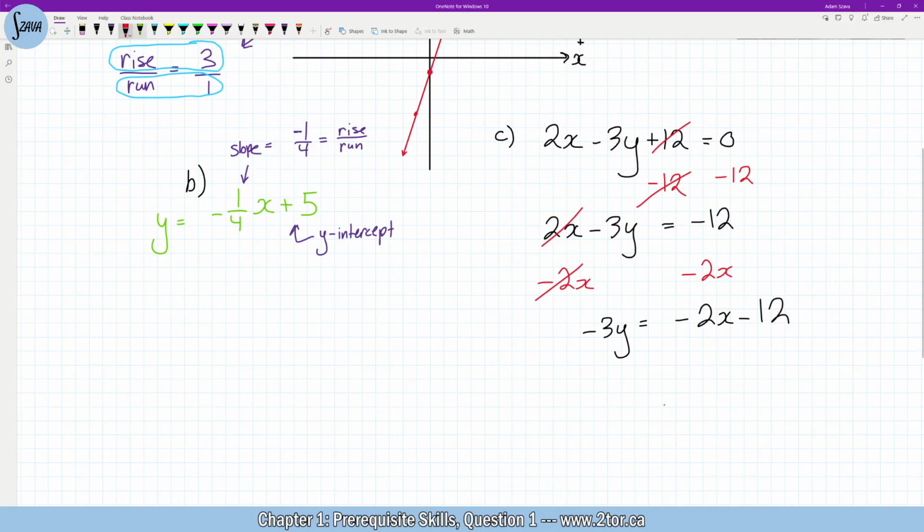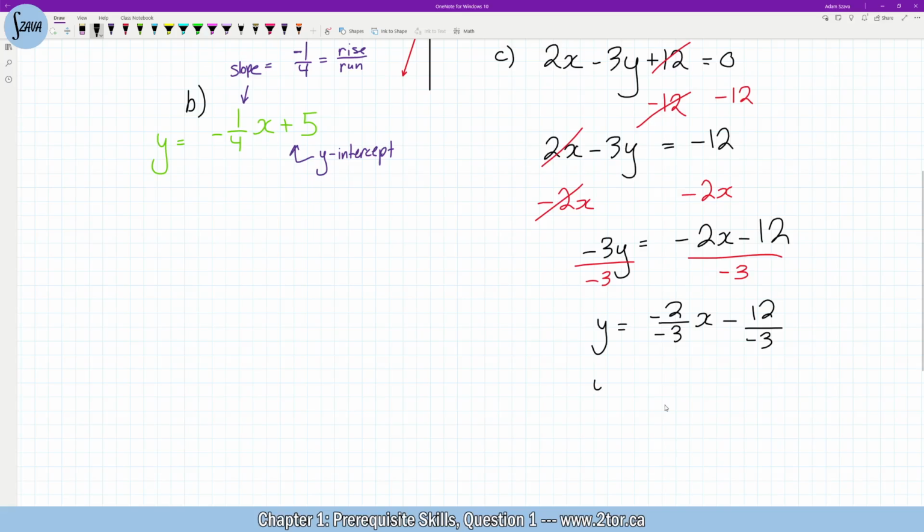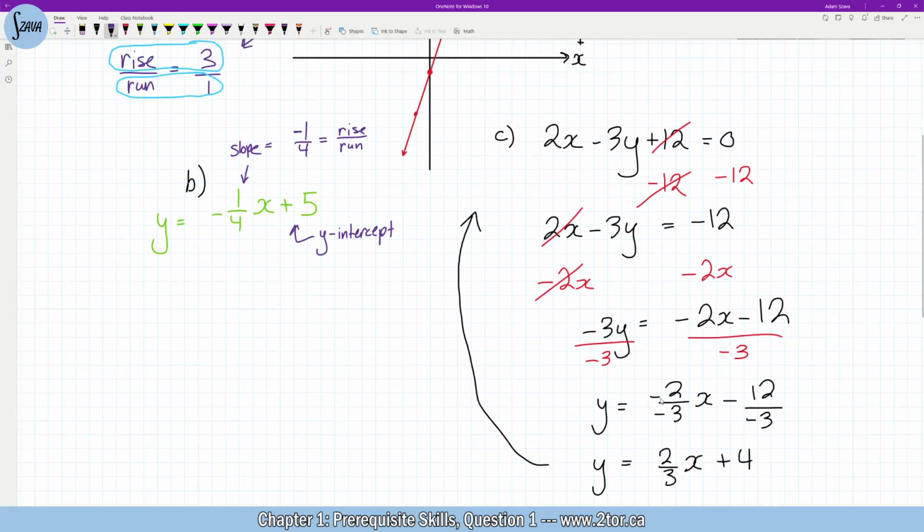Okay, and then I'm going to divide both sides by -3. And so I'm going to get y equals -2 over -3x. So you can distribute this denominator into both things here, minus 12 over -3. And you got to simplify at this point, right? So negative over a negative is a positive number, so that's 2/3 x. And again, negative over a negative is a positive, so 12 over 3 is 4. So it's going to be plus 4. And now that we know this, I can plot this with relative ease. I can now plot this as y equals 2/3 x plus 4.